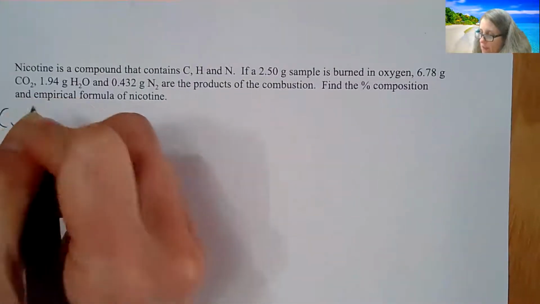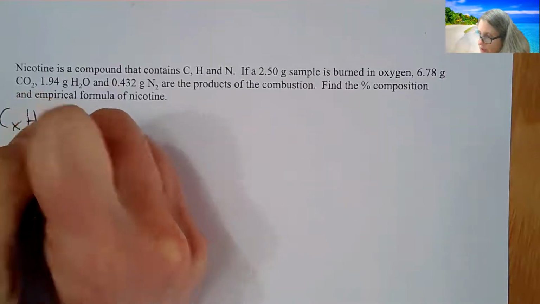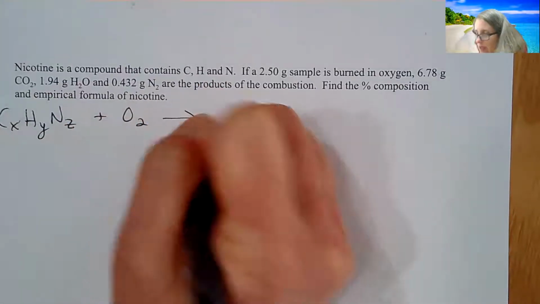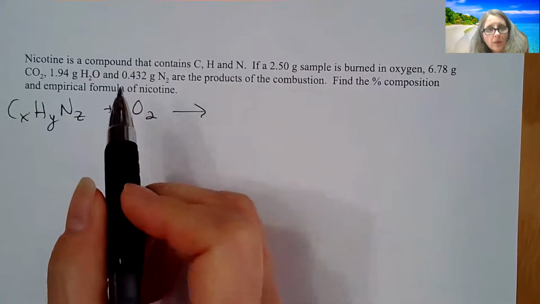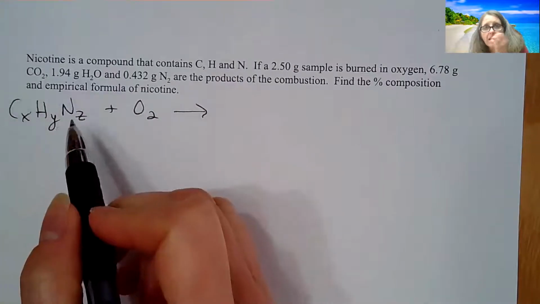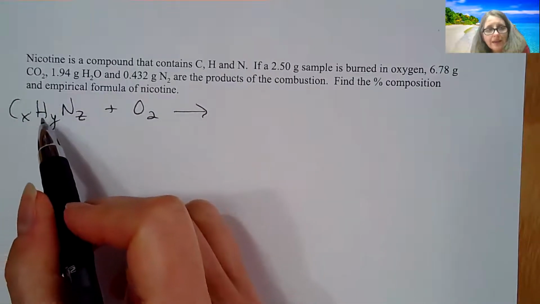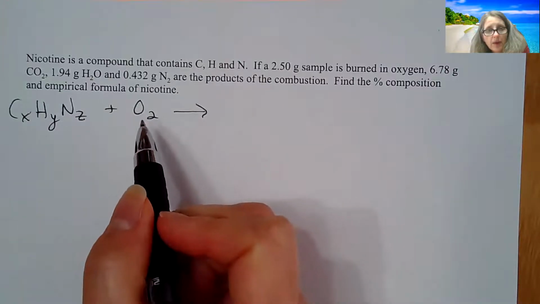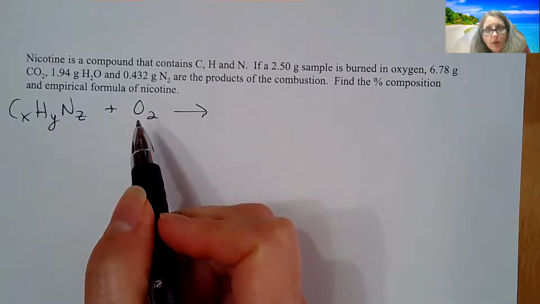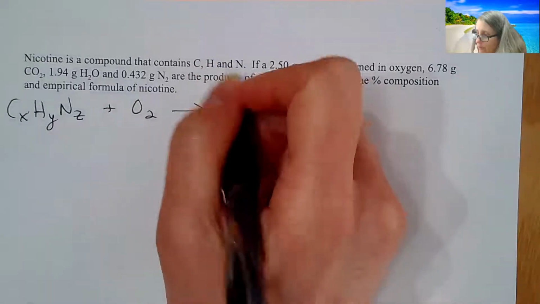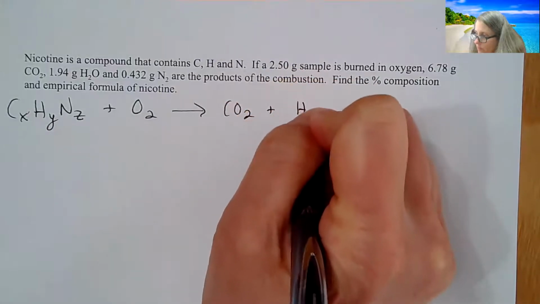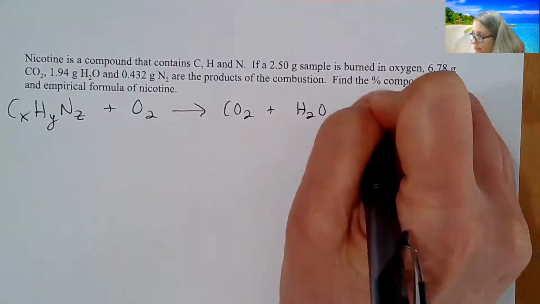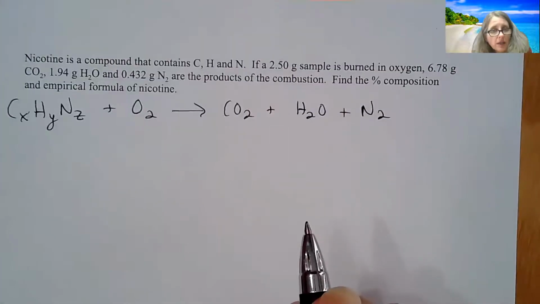So this is a pretty complicated problem. What I'm going to do first is write out the combustion reaction so you can see it. Combustion reactions are going to be all over this class, so you're going to need to be familiar with them. I'm going to take a general formula, CxHyNz, because I don't know what the subscripts are. I'm burning it in oxygen, so it's plus O2. And then I produce CO2, water, which are the most common products that you see in a combustion, but then I also produce nitrogen because I do have nitrogen in the nicotine.